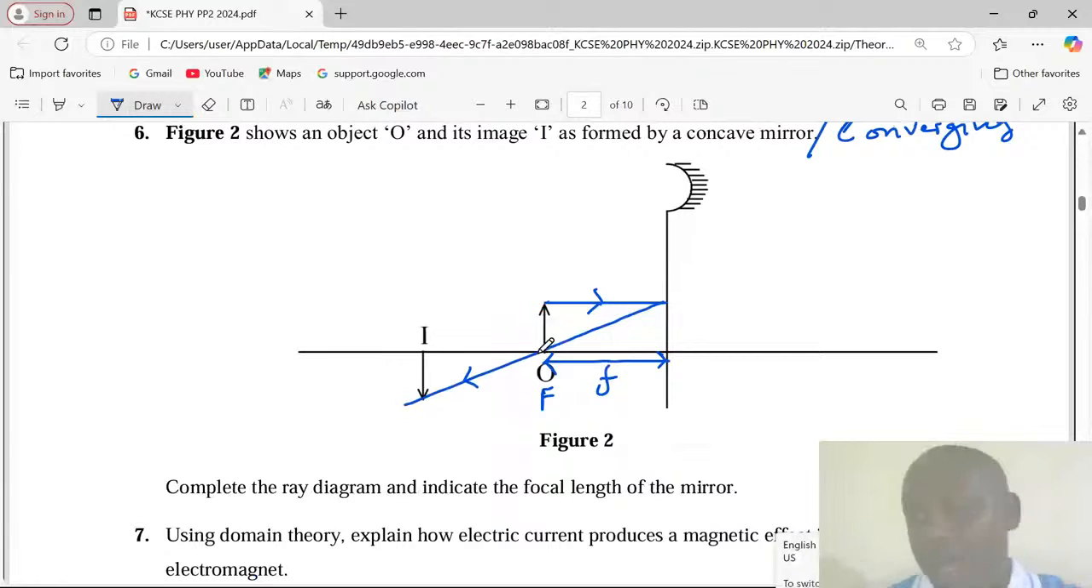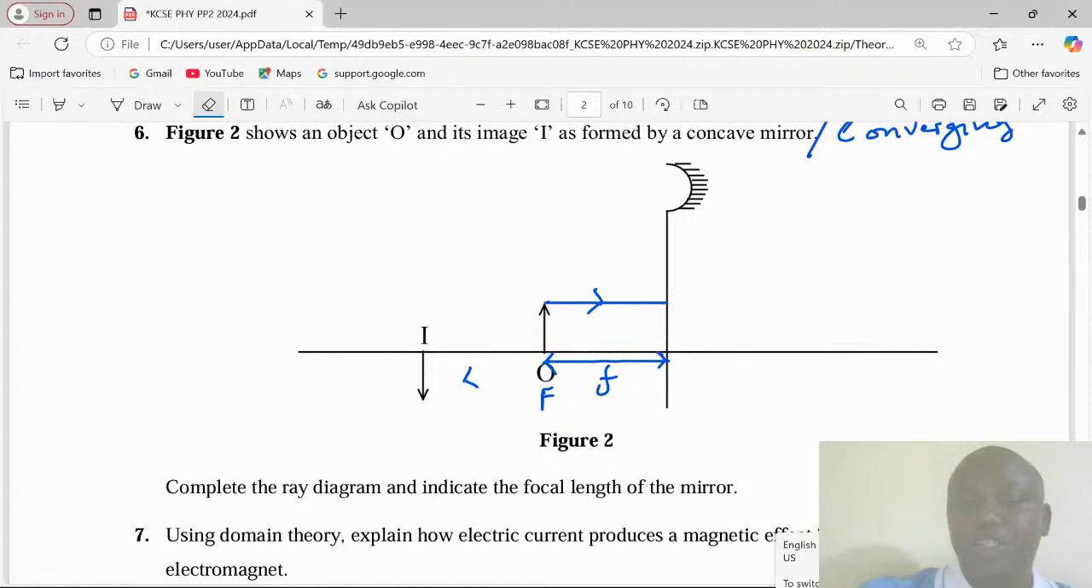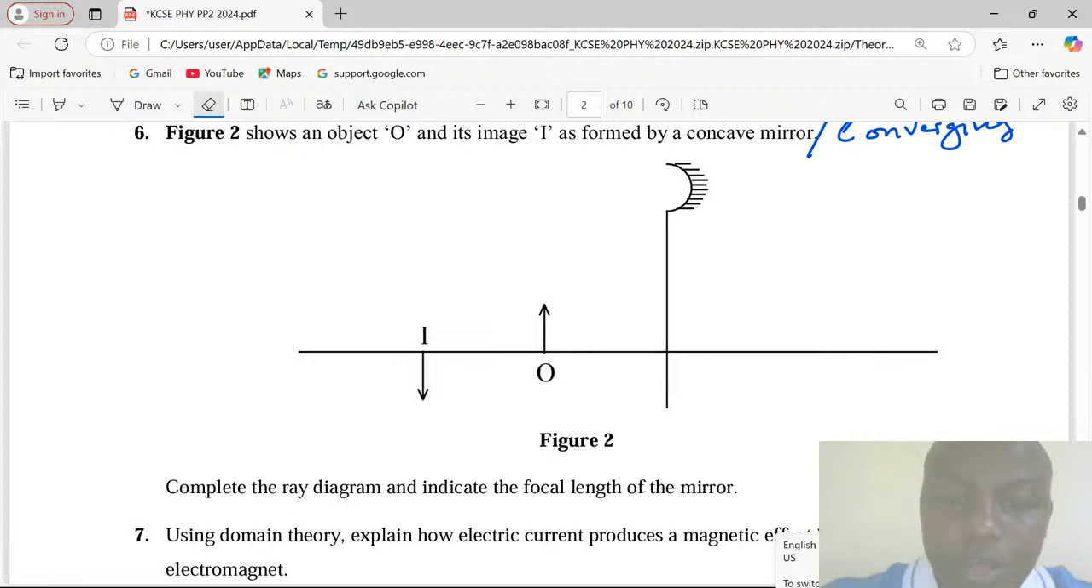Okay, there might be other approaches, because the ray is not one. Let me show you what I mean. But again, we can say a ray from the tip of the object through what we call the center of curvature, capital C. Such a ray is usually reflected back through the same path.